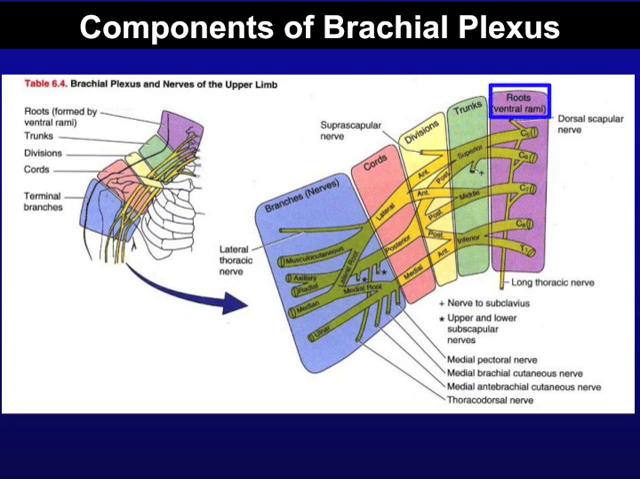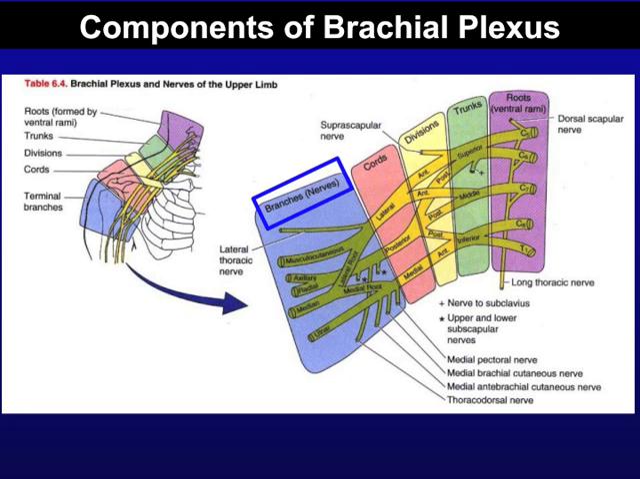In brief, the roots, the trunks, and divisions are all located in the posterior triangle of the neck. This is shown by the purple, green, and yellow areas in the upper figure. Cords, however, based on the definition of the axilla, are found in the axilla, as are the terminal branches of the cords.